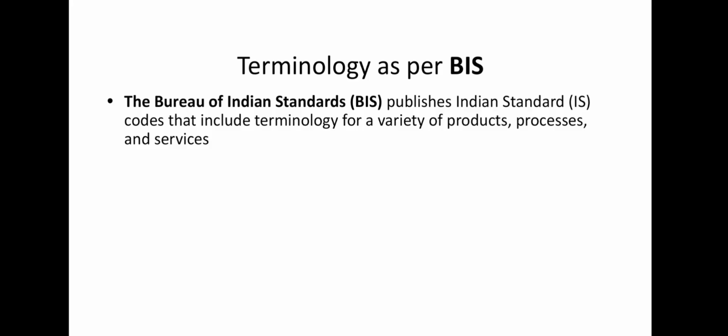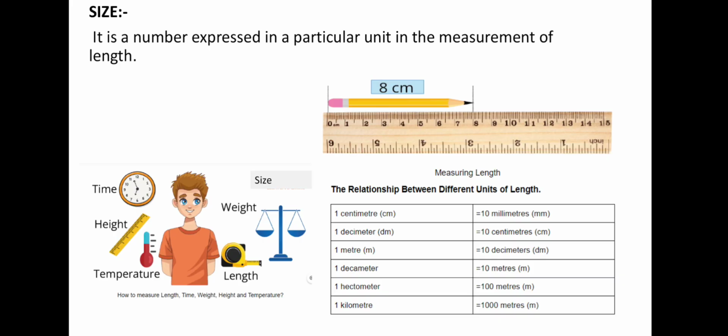Next, we're going to see the terminology as per the BIS, Bureau of Indian Standards, which publishes Indian standard codes that include terminology for a variety of products, processes and services. In terminology, first we're going to see what the size is. Simply we can say it's a number expressed in a particular unit.